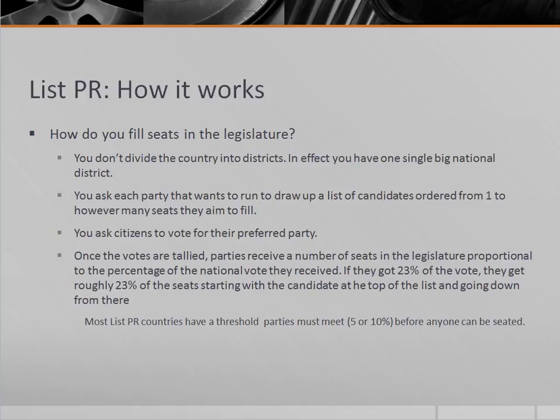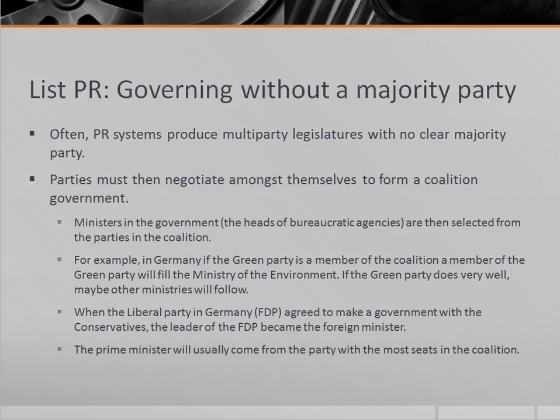What you will see, though, is a much larger number of parties. And like I said in the last lecture, electoral systems affect party systems. Under PR systems, you have a lot more parties. So, like I said, PR systems often produce multi-party legislatures with no clear majority party. So how does anyone govern? Well, what parties have to do is negotiate amongst themselves to form a coalition government. The leaders of various parties will come together and try to make a deal.